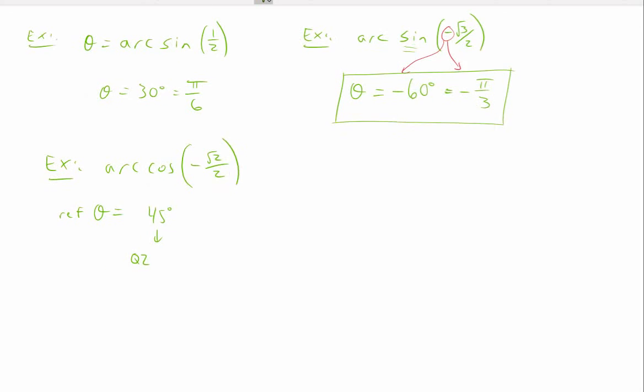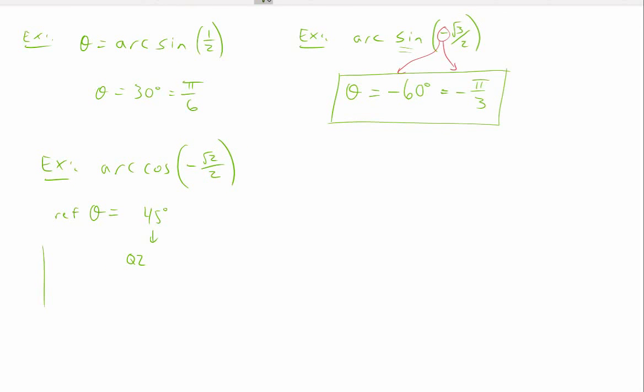So to do that, we're basically using our reference angle ideas here and saying, all right, my reference angle is 45 degrees. What would this angle here be? Well, that would be 180 minus my reference angle. So for arc cosine of a negative ratio, we'll find our angle and then subtract it from 180. That's all we need to do. Okay, and we can convert that into radians. That's going to end up being 3 pi over 4.